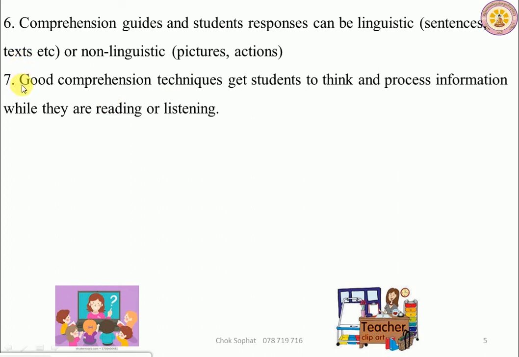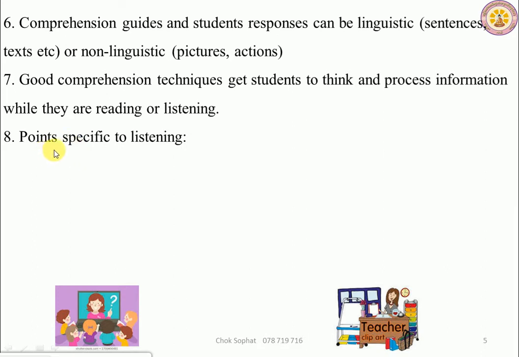Okay, number 7. Good comprehension techniques get a student to think and process information while they are reading or listening. So with the techniques that we use to teach reading and listening, we choose the good techniques, so that we can involve students to think and to process the information while they are reading or listening.